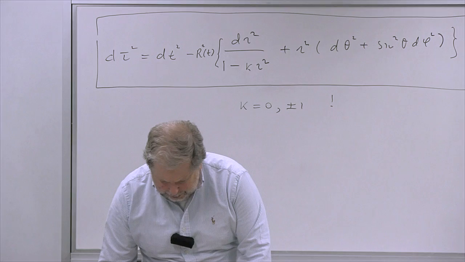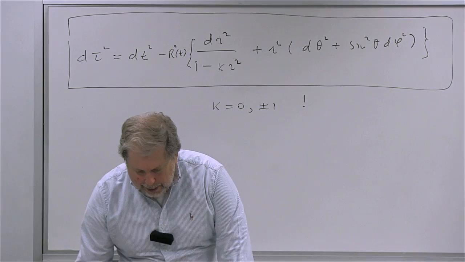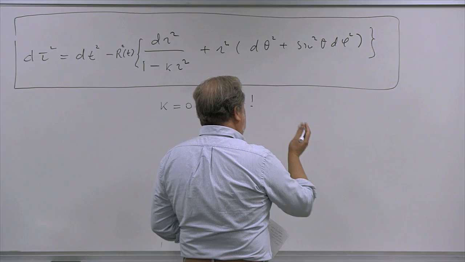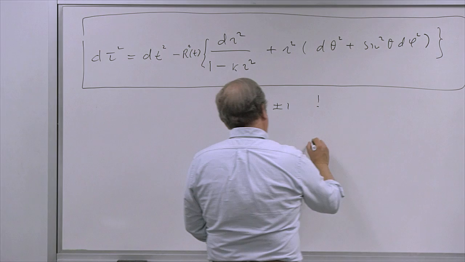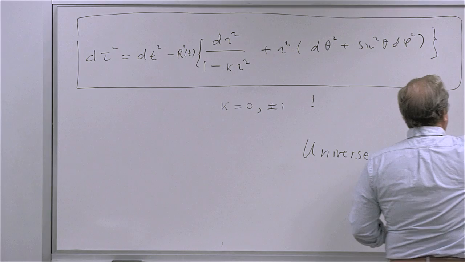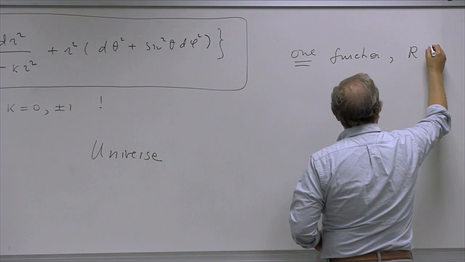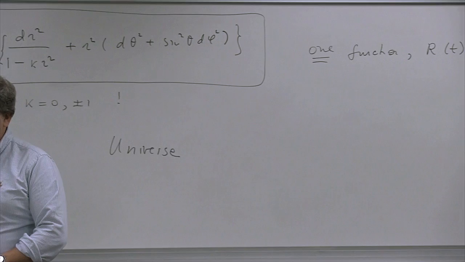And so one new ingredient, of course, that we have is when we try to use these equations to describe cosmology, to describe the universe, right? There's one function here. There's only one function, so that's all we need to get an equation for, is for this r of t, and then we're done, right?